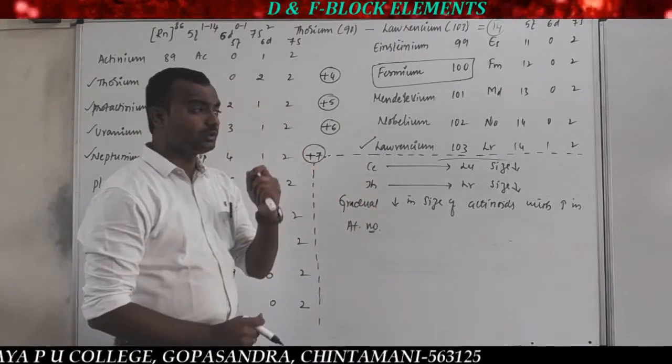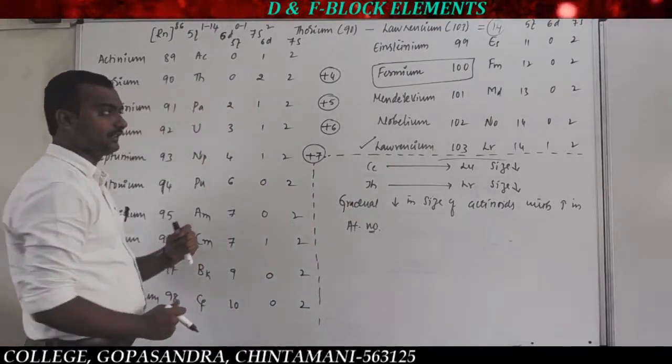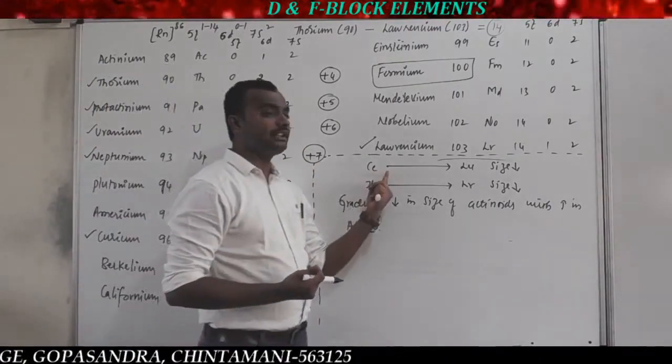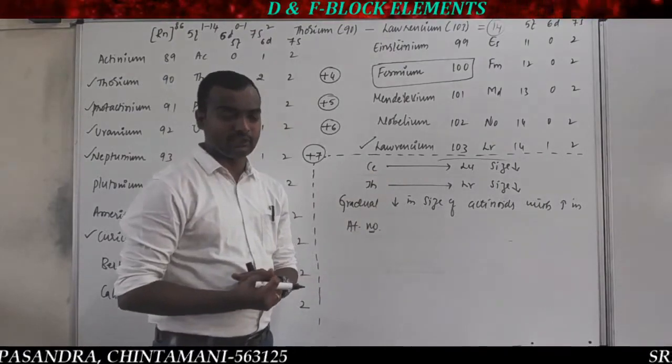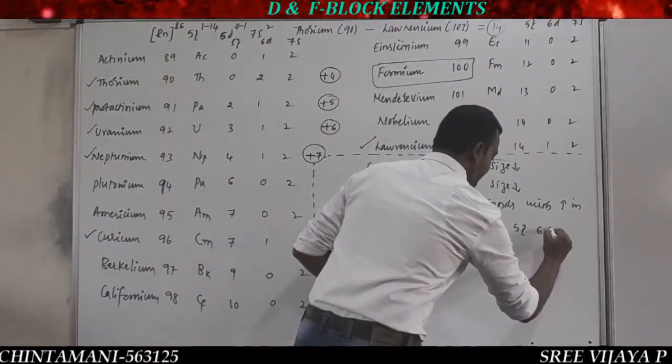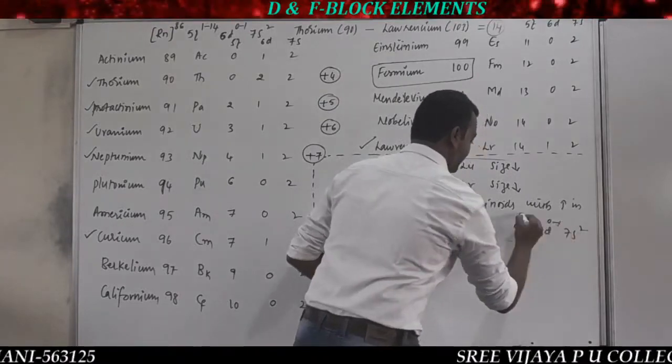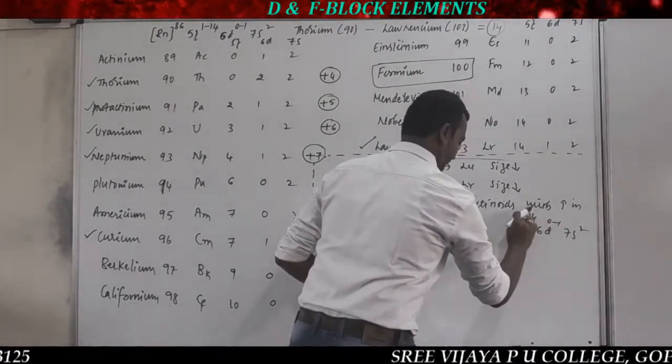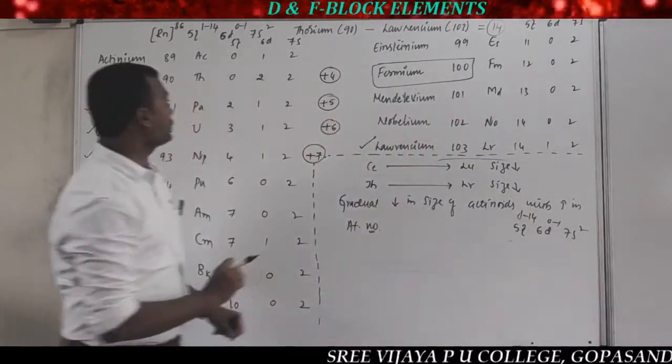What is the reason for the actinide contraction? Now, in the case of lanthanides, because of the poor shielding effect of the 4f electrons. There are 3 orbitals: 5s, 6s and 7s. 7s has 0 to 1 electrons, and here 0 to 14.